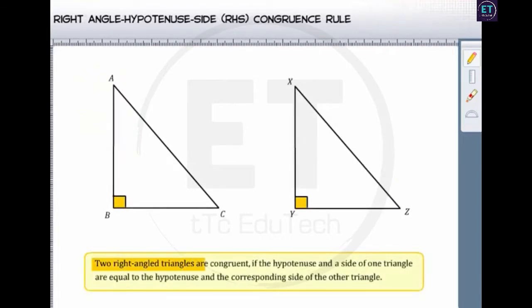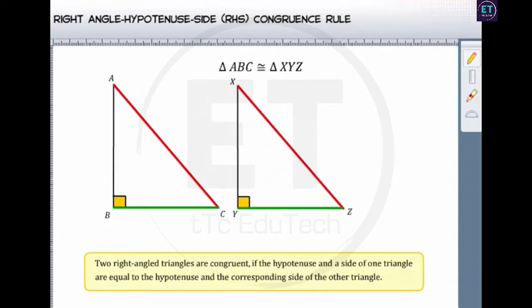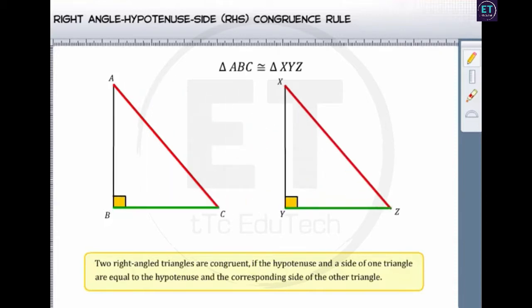Two right-angled triangles are congruent if the hypotenuse and a side of one triangle are equal to the hypotenuse and the corresponding side of the other triangle. This is referred to as the right-angled hypotenuse side or RHS Congruence Rule. This rule is applicable only for right-angled triangles, while the rules studied so far are applicable for any triangles.